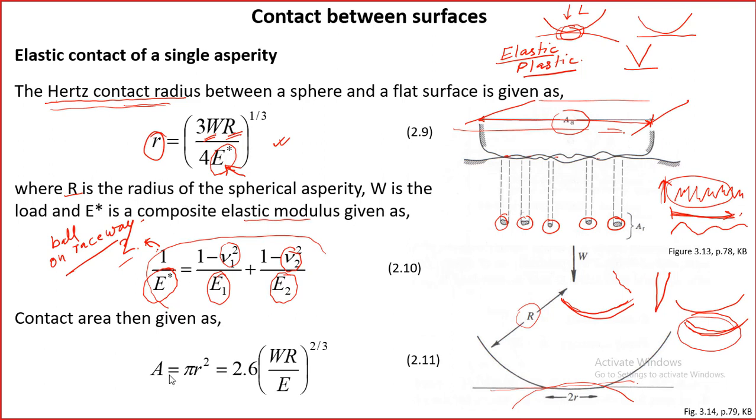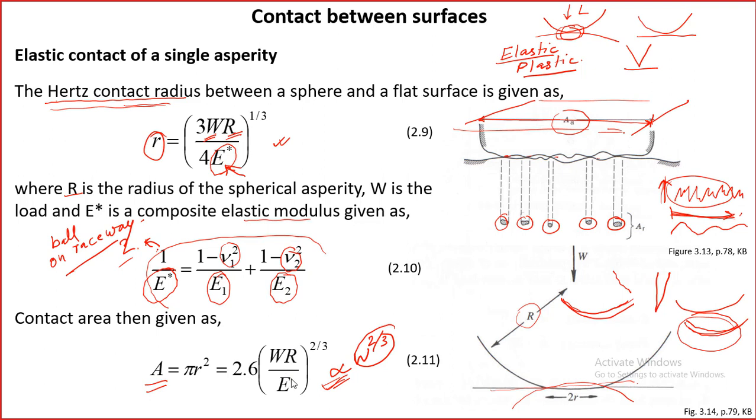This is how we can find the contact radius, and the contact area will be given like this, pi r squared. This is a very convenient method of analytically calculating the contact area between two surfaces, the actual contact area, not the apparent contact area. And now we can see that the contact area is proportional to W to the power 2/3. There is a proportionality, and this is the actual equation.